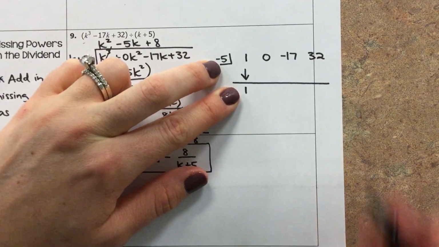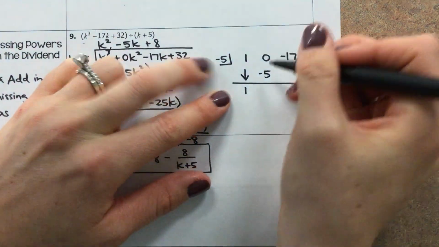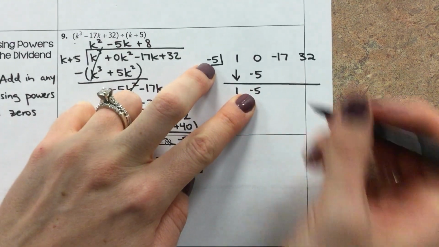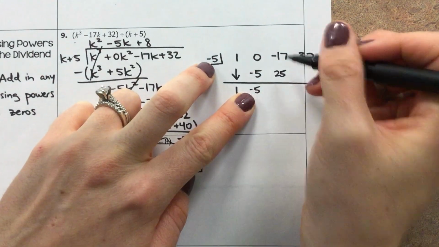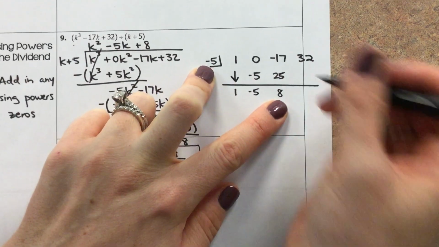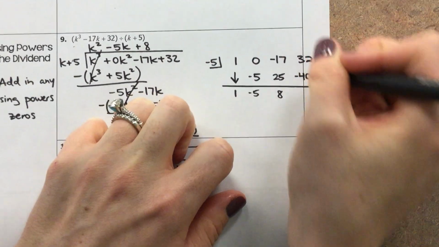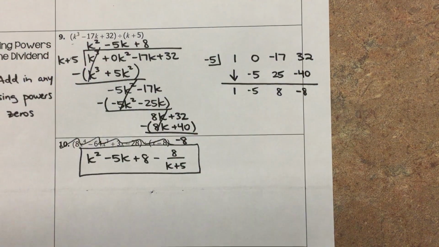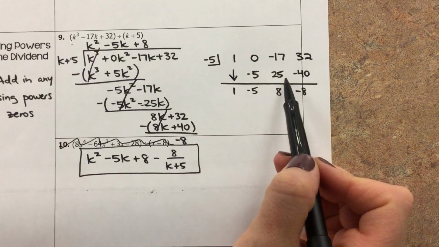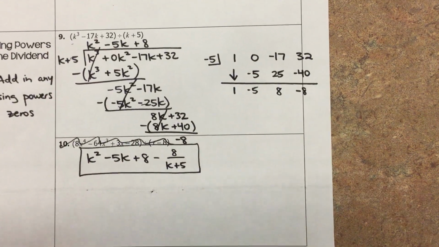Then you multiply, combine, multiply, combine, multiply, and combine. So these numbers should look familiar because they're the same numbers we kept coming up with over here, like the 25k, that's the 25. The 40, that's the 40.